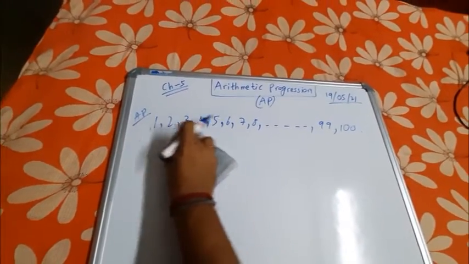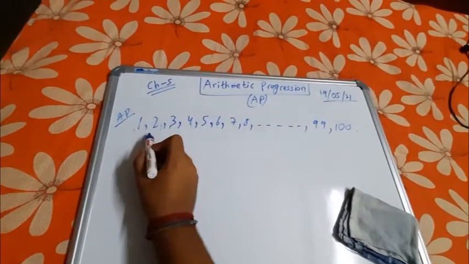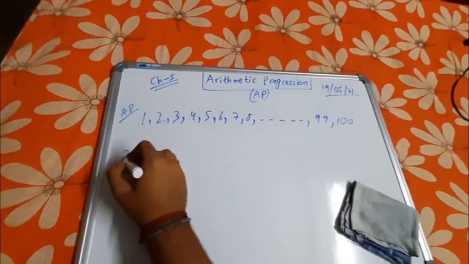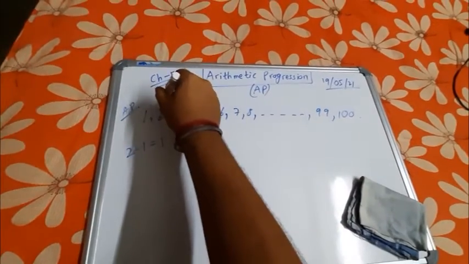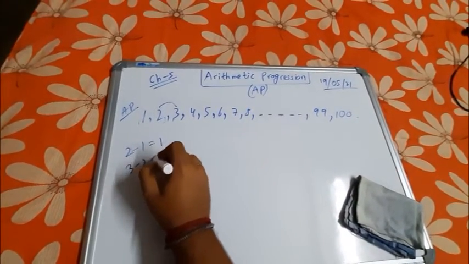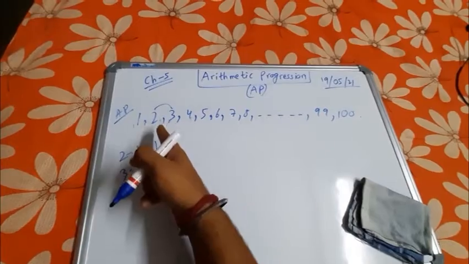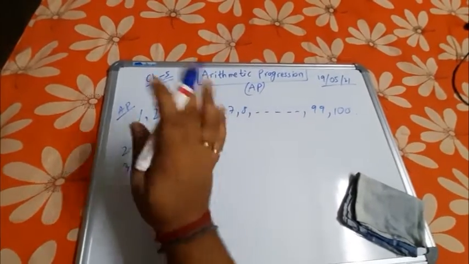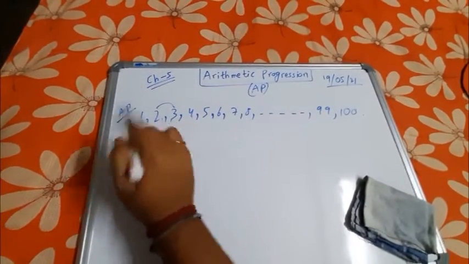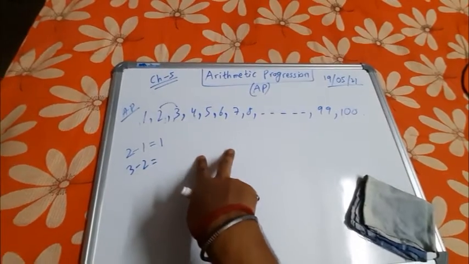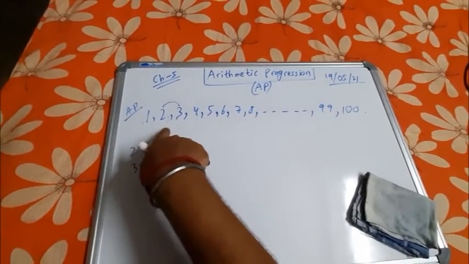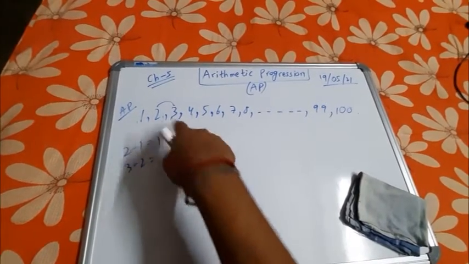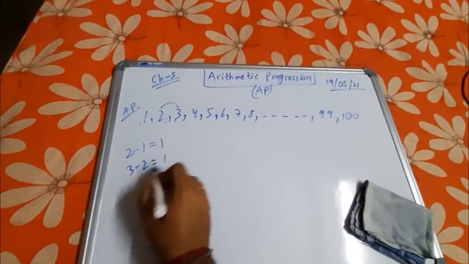If I subtract any two terms, suppose 2 minus 1, what will 2 minus 1 give me? 1. Now I subtract 3 minus 2, any two consecutive terms. I am not taking random terms, like 1 and 8. I am taking only consecutive terms, those that are side by side: 1 and 2, 2 and 3, 3 and 4. Now 3 minus 2 is also 1.